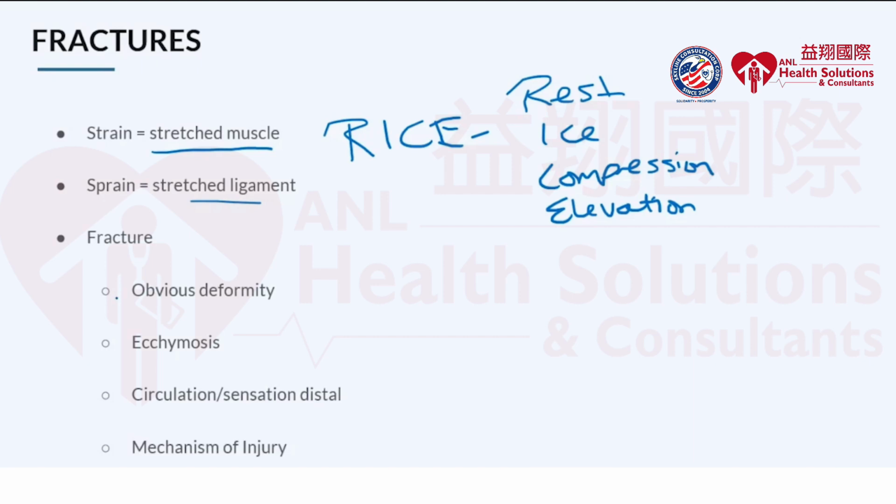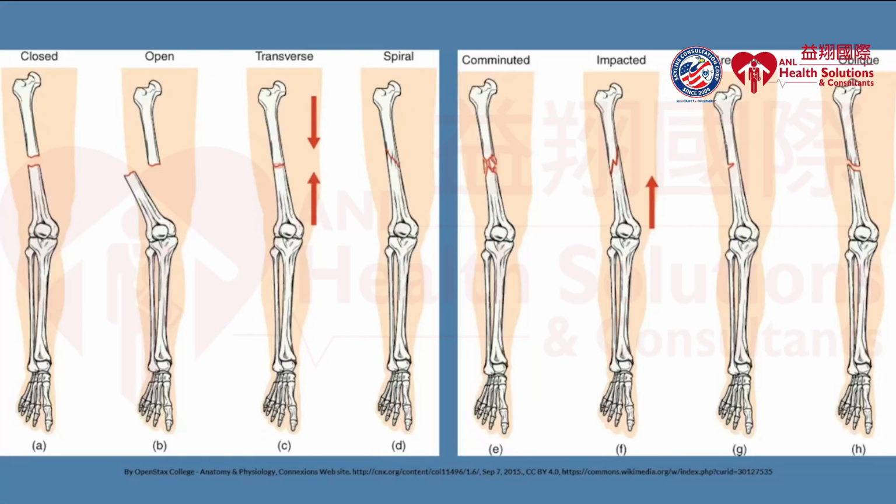As far as a fracture, that happens when enough force is applied to the bone to actually crack it or break it. Now, you may or may not see an obvious deformity or bruising around the area, but it's also possible that a fracture could displace enough to put pressure on blood vessels or nerves. So we always want to check circulation and sensation distal to the injury. And then we want to know what happened. We want to ask the patient about the mechanism of injury because that helps us understand what type of fracture to expect.